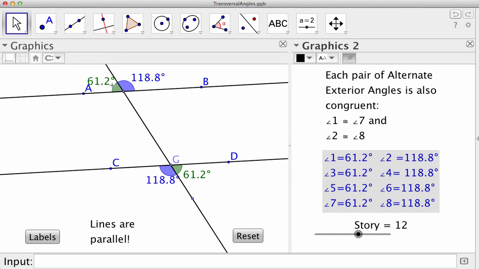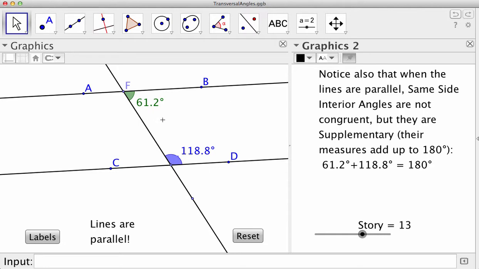Similarly, each pair of alternate exterior angles is also congruent. So we have angle 1 and angle 7, both measuring 61.2 degrees. And we have angles 2 and 8, also congruent, each measuring 118.8 degrees.